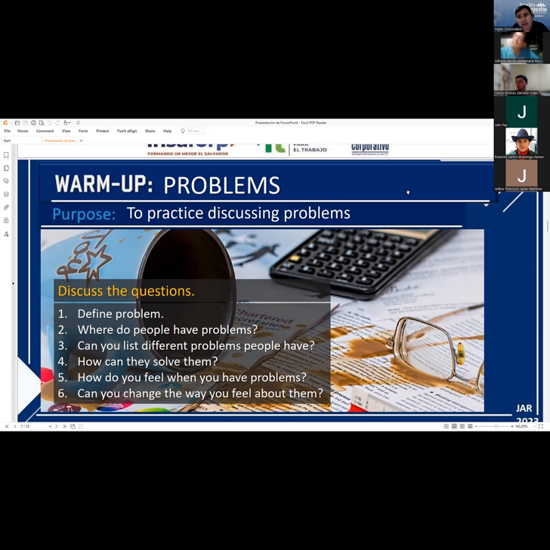But the dictionary says that if someone tells lies, he's a liar. If someone steals things, he's a thief. If someone kills people, he's a killer. So that's a name. That is the definition. The word is defined in that way. But the new psychology, no. Don't call the person a liar because you will offend the person.